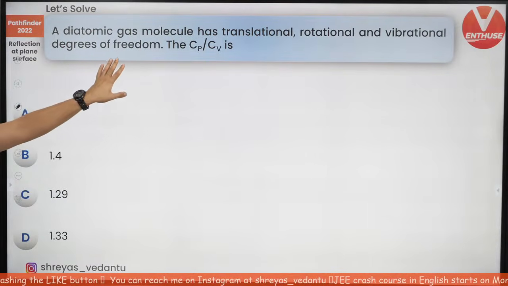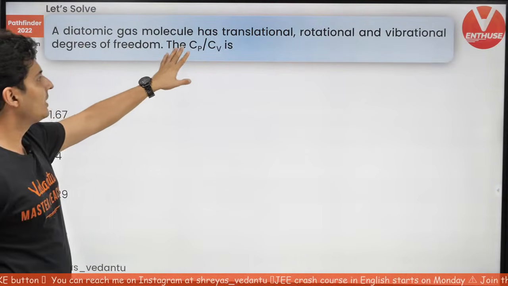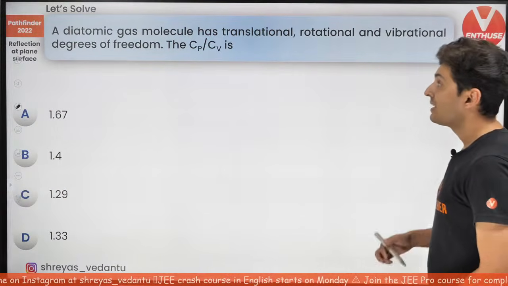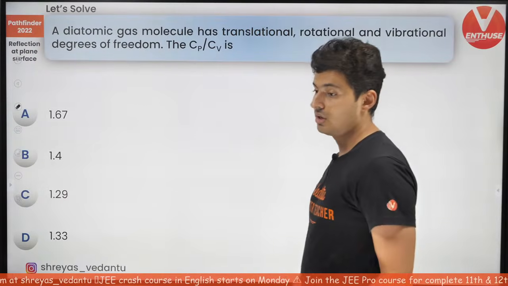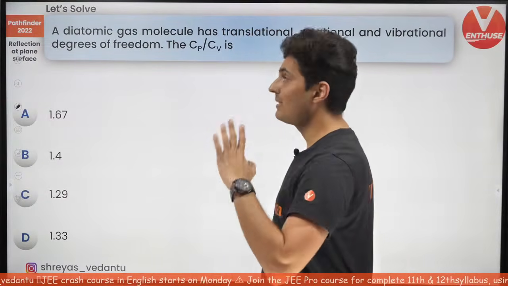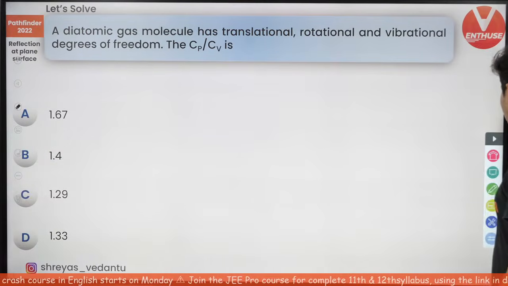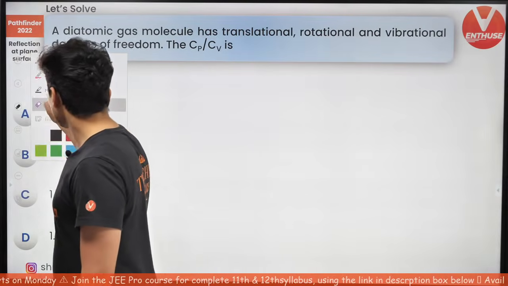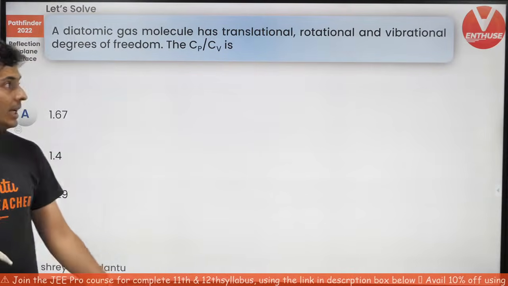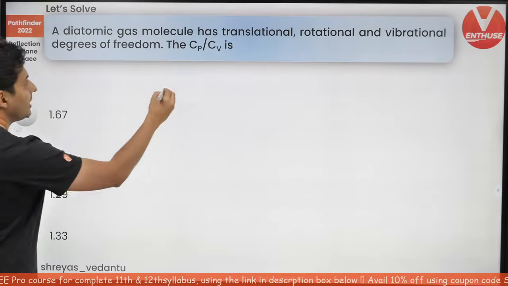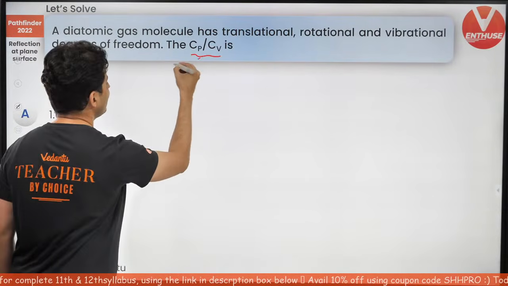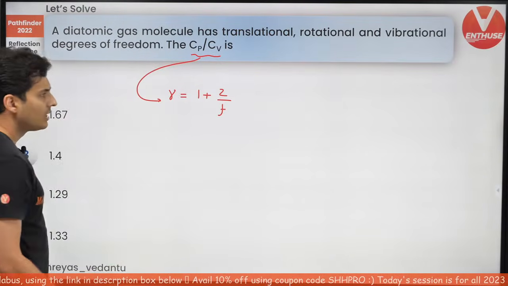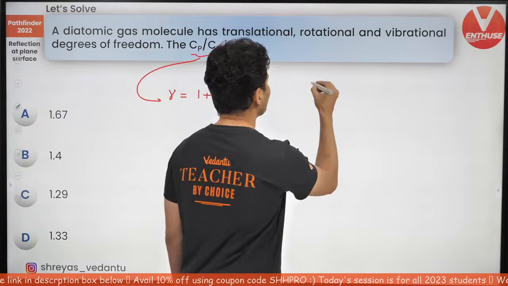Let's see whether you can solve this question. A diatomic gas molecule has translational, rotational and vibrational degrees of freedom. Cp by Cv ratio is going to be how much? The question is, what is the ratio of Cp by Cv? Come on, figure this out. It has translational, rotational and vibrational degrees of freedom. If the ratio of Cp by Cv is asked, basically they have asked gamma. And gamma is 1 plus 2 by F. So how many degrees of freedom does it have?